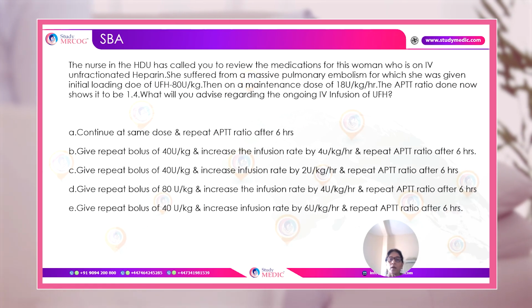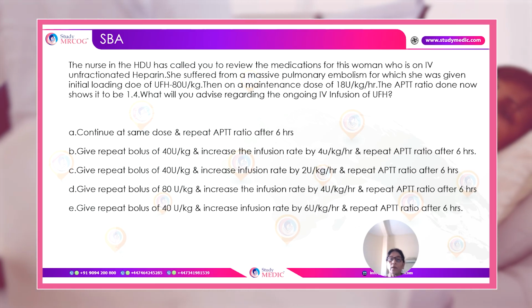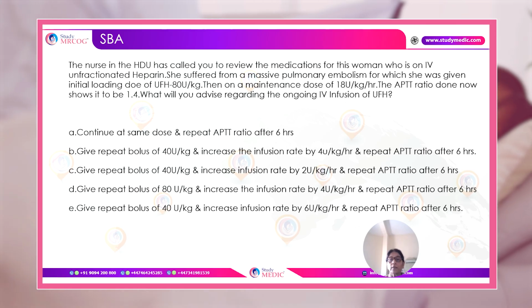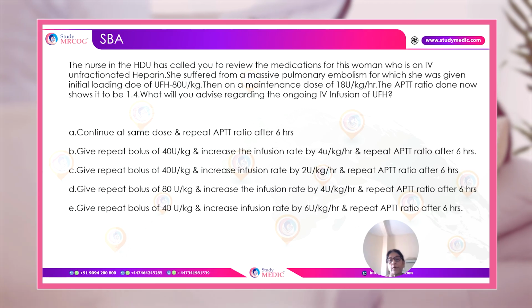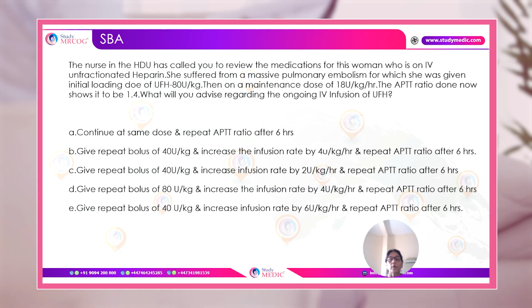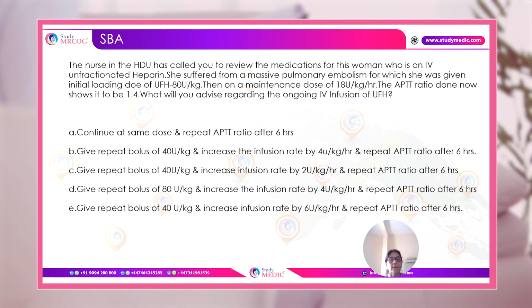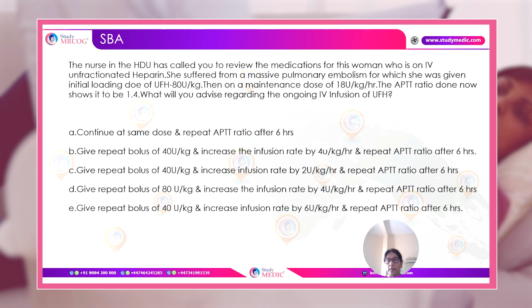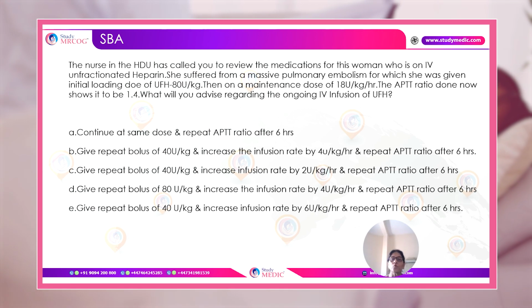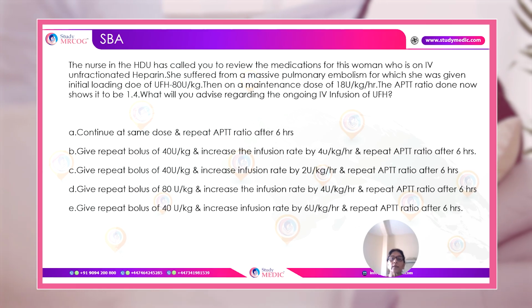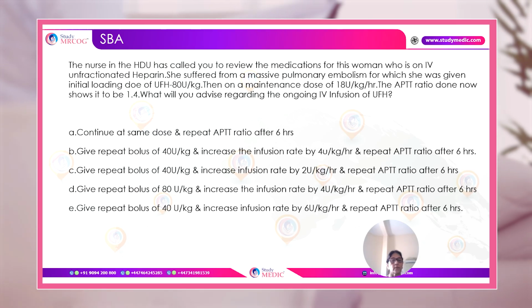Next is about knowing the doses of unfractionated heparin. So women who need unfractionated heparin, for them, remember that APTT is kept between 1.5 to 2.5. The loading dose of unfractionated heparin that is given is 80 units per kg, and then the maintenance dose is 18 units per kg per hour. So they will give you what is the APTT at present, and then according to that you have to modify the dose of unfractionated heparin, whether you want to increase or you want to decrease.